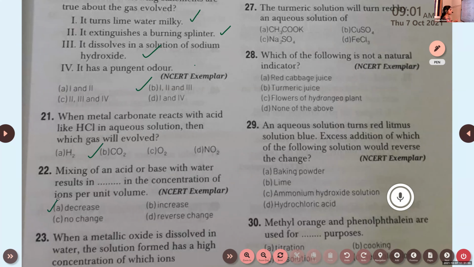Mixing of an acid or base with water means we are adding more water. That is dilution. So when we add more water, the total ions per unit volume of acids and bases will decrease. Clear? Yes, ma'am. Okay. Then question number 23.